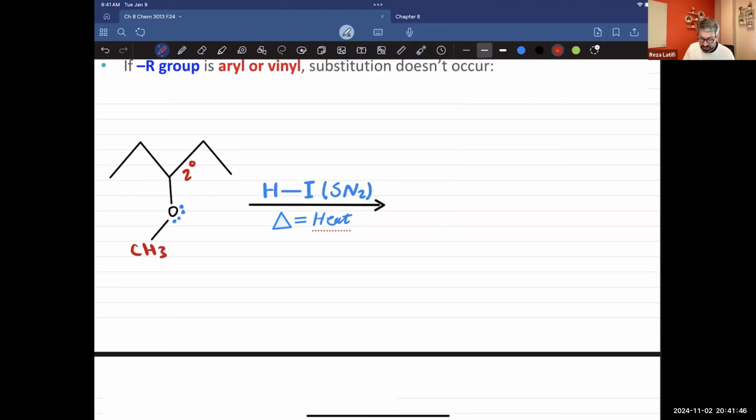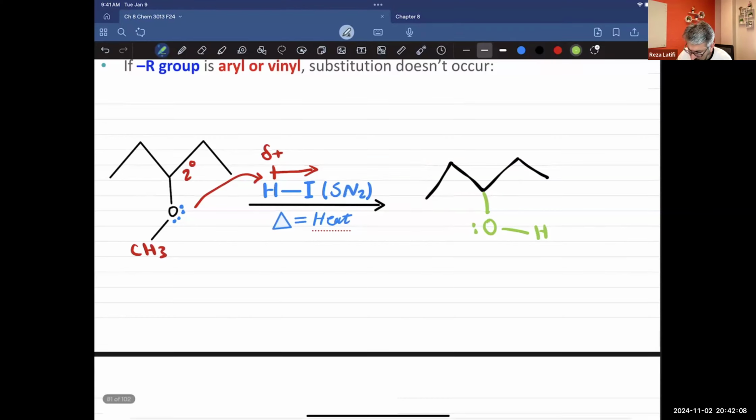In the first step of this reaction, oxygen will go after hydrogen. Why? Because hydrogen has a positive charge, and so oxygen is going to share a lone pair with hydrogen, and we get such an intermediate. We get oxygen now attached to hydrogen, it has only one lone pair, and we do have the methyl there. So now we have a positive charge there. This is a secondary carbon, while the one at the bottom is just a methyl group.